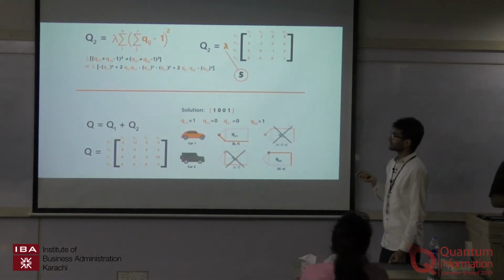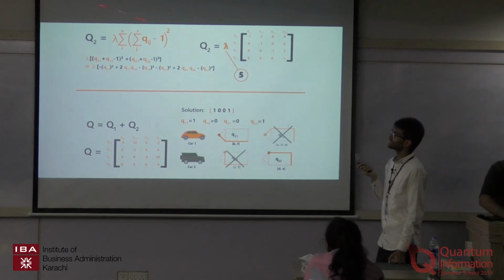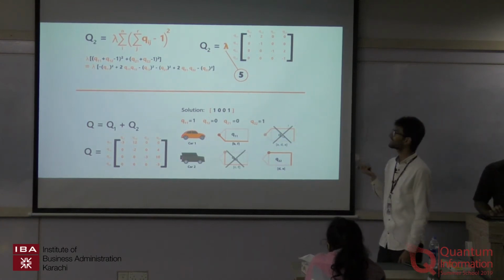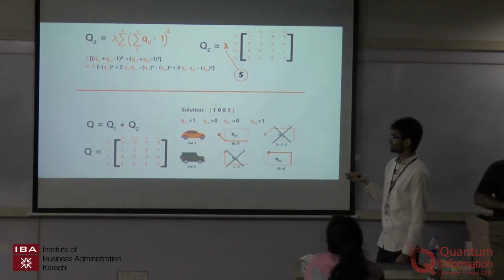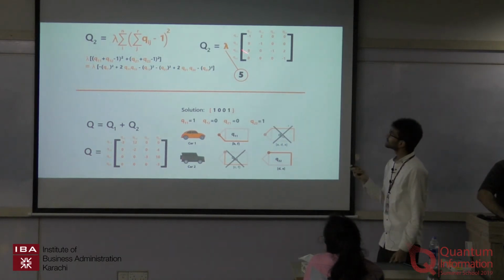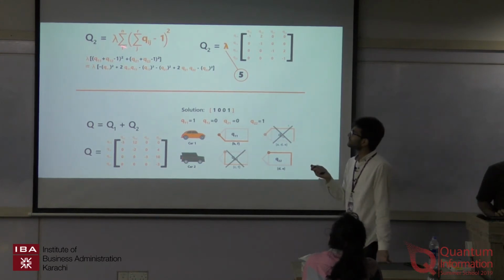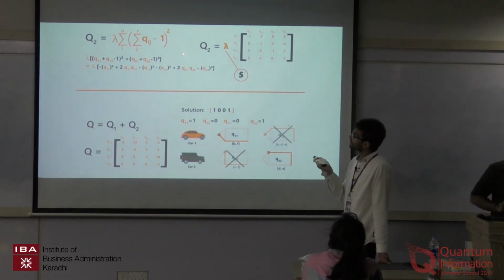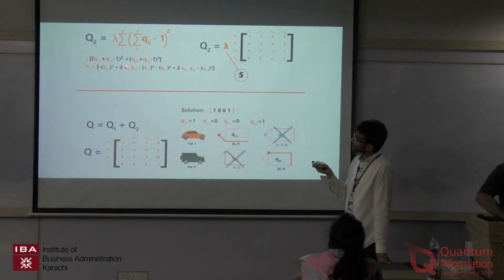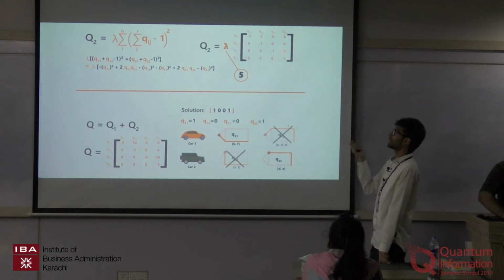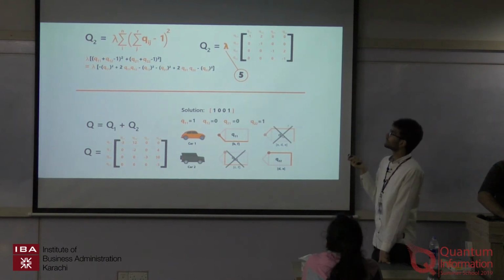Now we have the second term. This term is basically just the constraint term. It's the sanity check. We don't want one car to take two routes. So this is the constraint term. It constrains one car to only take one route. Similarly, like we did with the last function, we open this summation, with a bit of algebra, and then we convert it into our Q2.